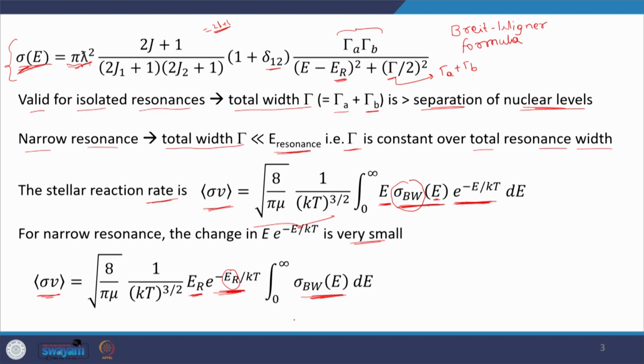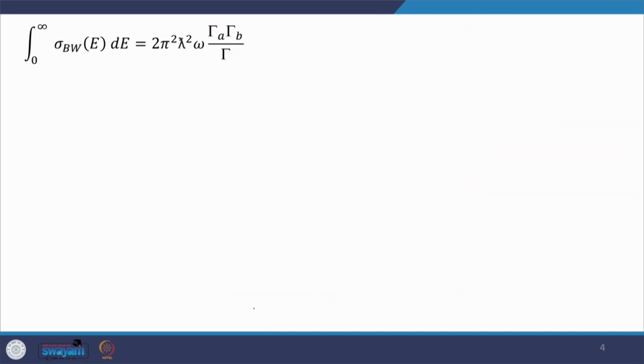Now, the task is to calculate the value of this integral. I will not go into the details; you can do it easily using the expression I wrote in the very first place. So, the final result I am showing. The integral of this Breit-Wigner cross section of the resonant nuclear reaction can be derived like this, where this is the reduced de Broglie wavelength, the statistical factor, the formation partial width, the decay partial width and the total width.